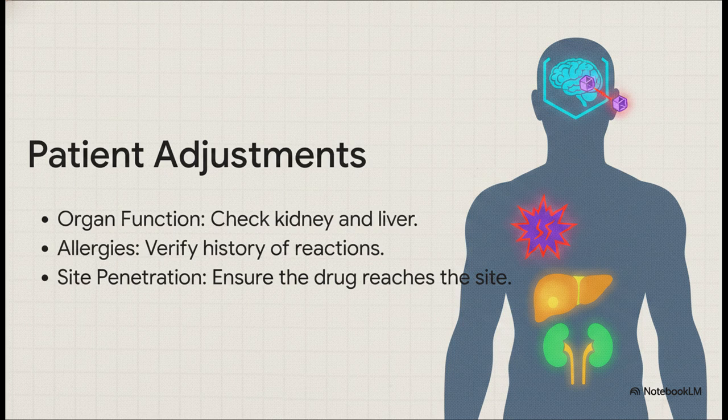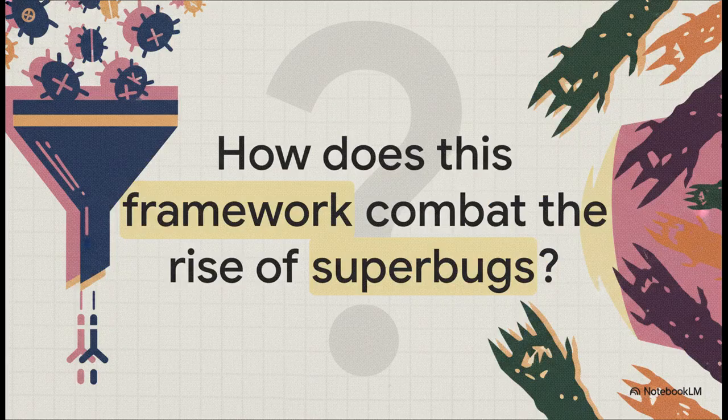And third, and I find this one so fascinating, is site penetration. The drug has to physically be able to reach the infection. For example, if a patient has meningitis, well, many standard antibiotics literally cannot cross the blood-brain barrier. So we have to intentionally select a drug with a molecular structure that allows it to breach that specific anatomical fortress. As we wrap up this explainer, I really want to leave you with this final thought.